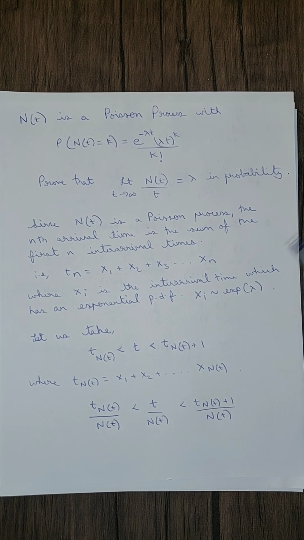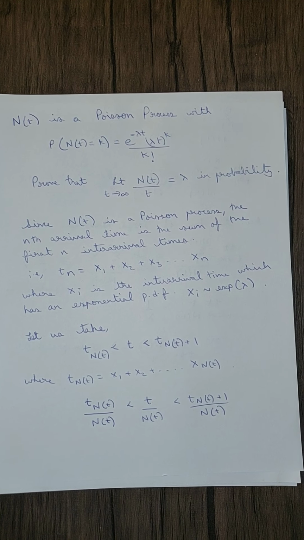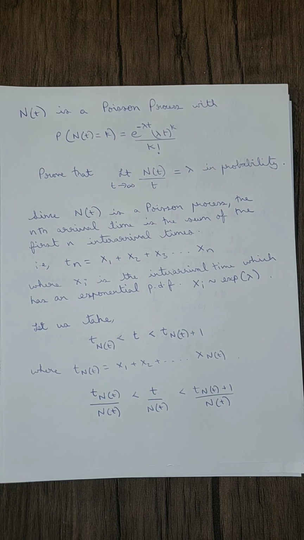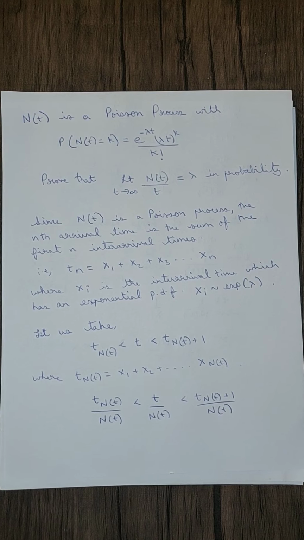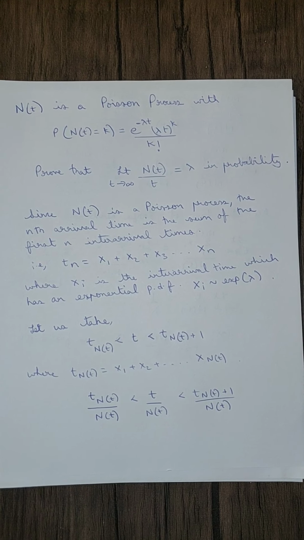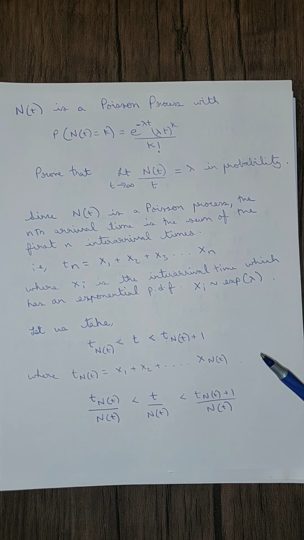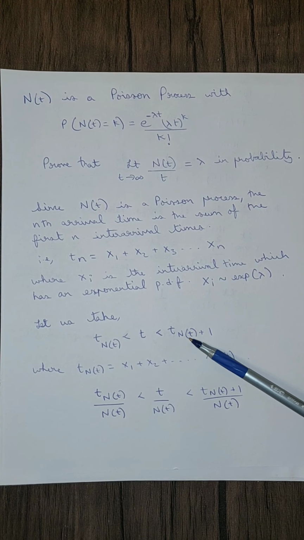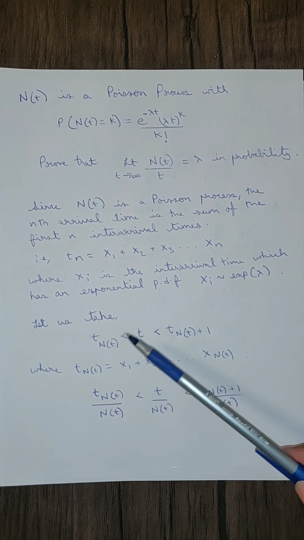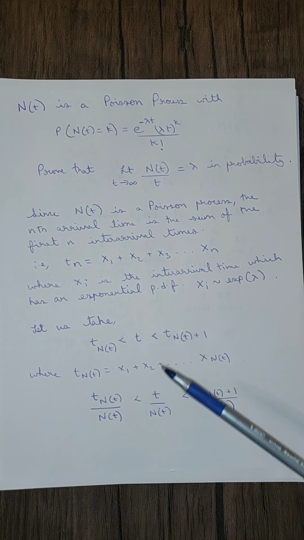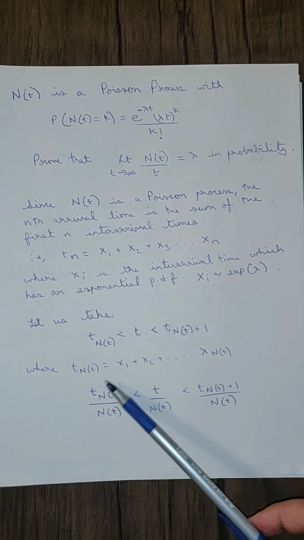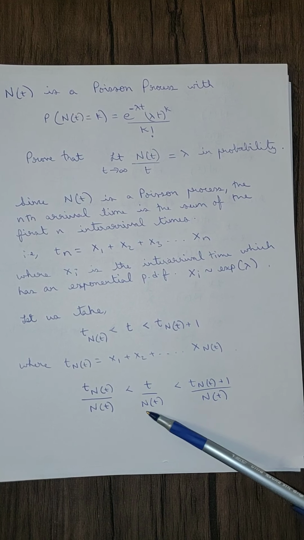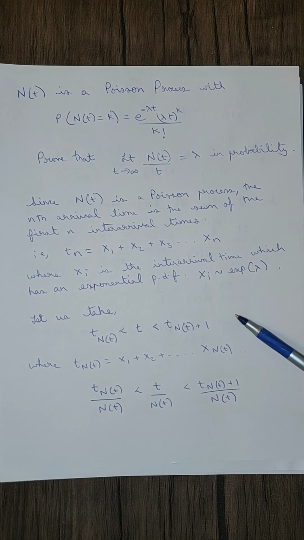This is also one of the properties of the Poisson process, that the inter-arrival times over two non-overlapping intervals are independent. Now let us take the time t, which is between the N(t)th arrival and the N(t) plus 1th arrival. So t is between T_N(t) and T_N(t)+1. We have shown before that the notation for T_N(t) is X1 plus X2 and so on up to X_N(t). Now let's divide the inequality by N(t).